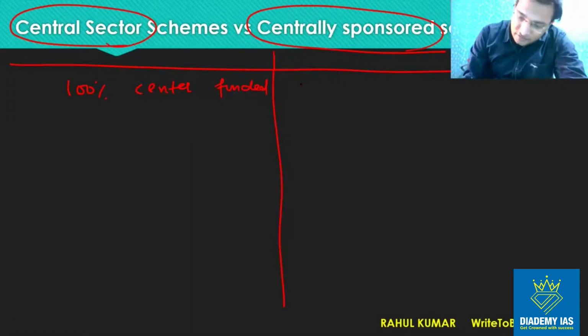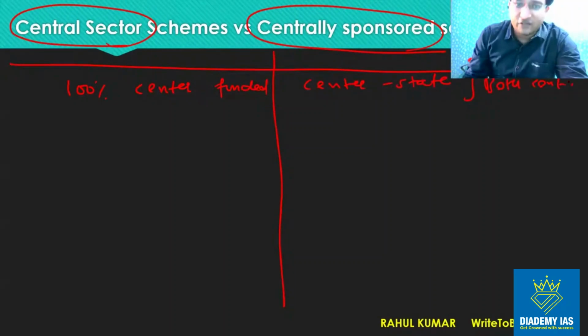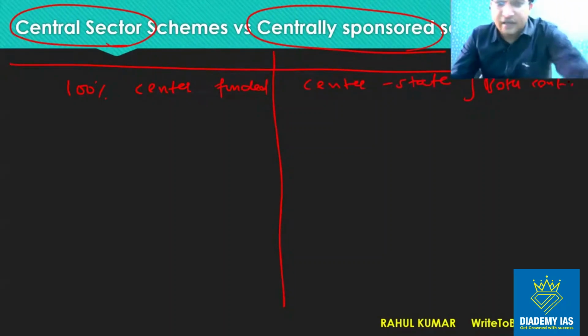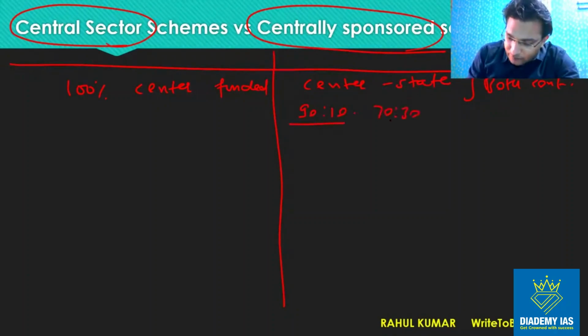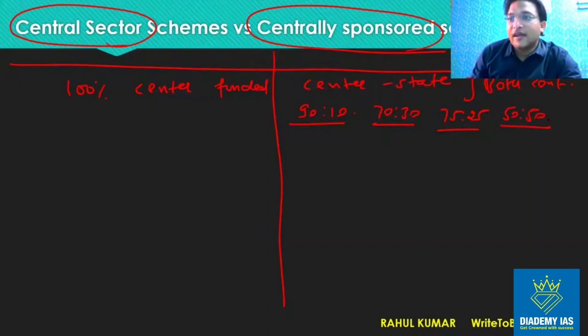in case of these schemes, the center and state both contribute, right, in different ratios. For different schemes and for different categories of states, there can be different ratios. It can be a ratio of 90-10. It can be 70-30. It can be 75-25. It can be 50-50, right? So there can be different ratios which need to be contributed by the center and state both, right?